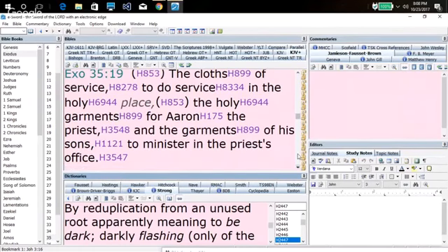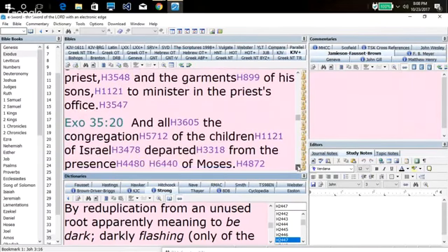Let's continue. All right, Exodus 35:19. It says the clothes of service. Remember, the service is only given to Israel, for those who think Job was a so-called Edomite. All right, the clothes of service to do service in the holy place, the holy garments for Aaron, the priest, the garments of his sons to minister in the priest's office. Let's see what these garments were, right?